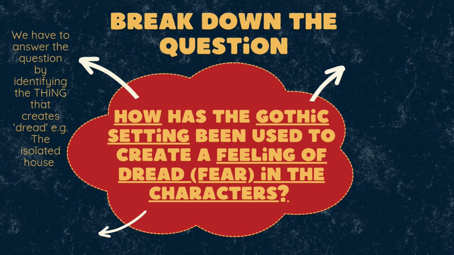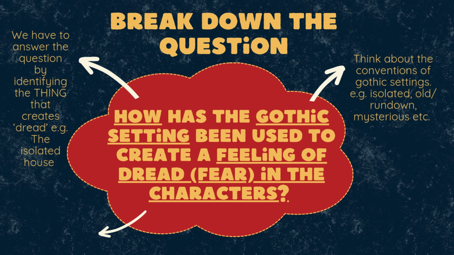Since our questioning verb is how, we have to start by identifying the thing that creates dread. So for example, it would be the isolated house. Next, we'll address the Gothic setting of our film, Coraline. The large isolated house is the Gothic convention and the setting. The question is asking us how the setting makes Coraline fearful, so we'll have to identify that later on.